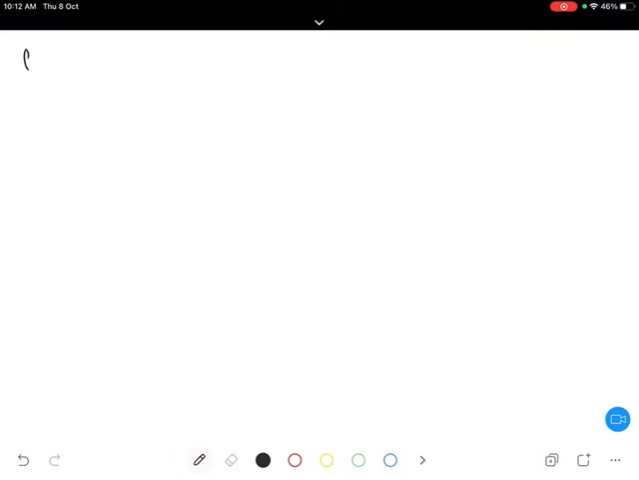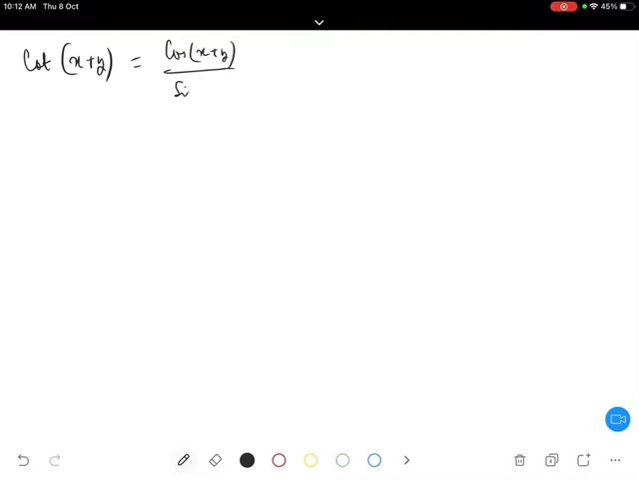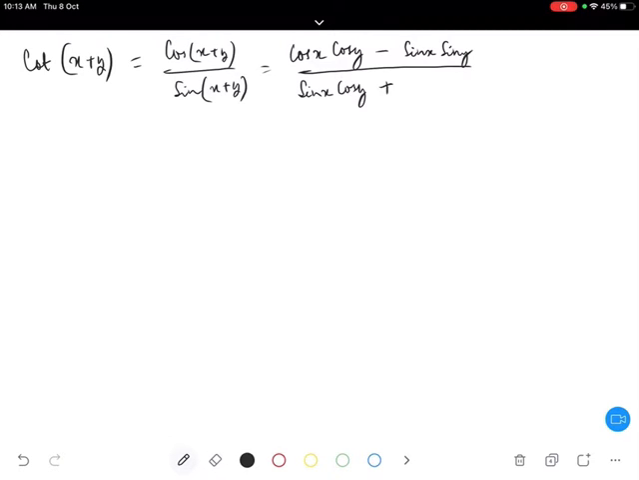Now let's learn about cot of x plus y. What is the formula of cot of x plus y? We'll proceed like that only. Cot x is a ratio of cos by sine, right? So I can write this as cos of x plus y divided by sin of x plus y. And cos of x plus y is cos x cos y minus sin x sin y, yes or no? Divided by sin of x plus y, which is sin x cos y plus cos x sin y. Everyone clear?